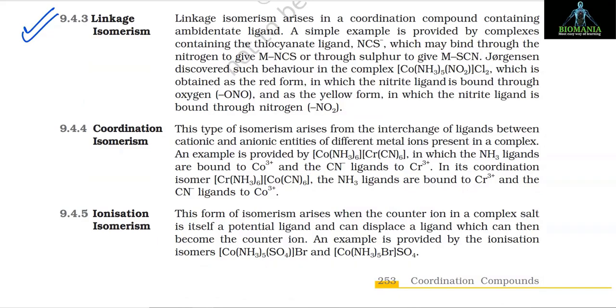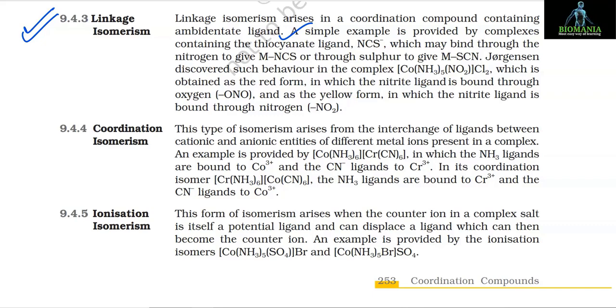Linkage isomerism arises in a coordination compound containing an ambidentate ligand. A simple example is provided by complexes containing the thiocyanate ligand, NCS-, which may bind through the nitrogen to give M-NCS or through sulfur to give M-SCN.